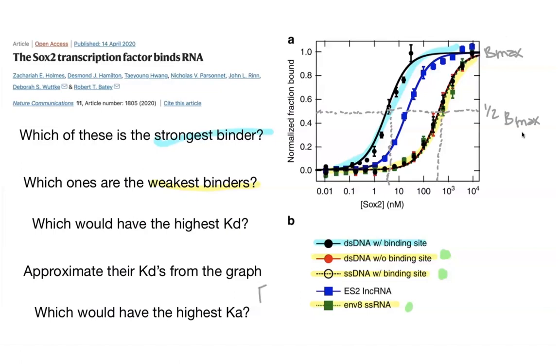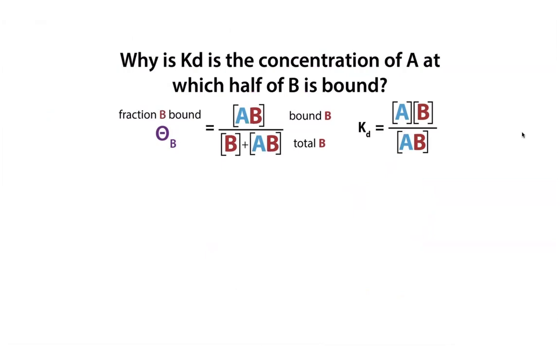So remember Ka we can write as the concentration of AB over the concentration of A times B. If you have more of it married, this is going to be a larger number. So if we have a lower Kd, we're going to have a higher Ka. And if we have a higher Ka, we're going to have a lower Kd. So once again, the highest Ka is going to be our double-stranded DNA binding site.